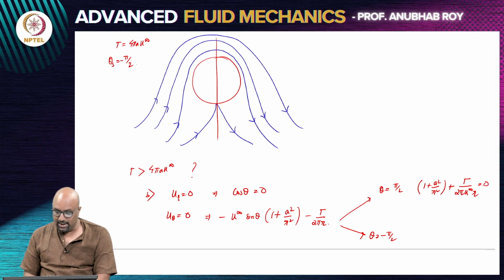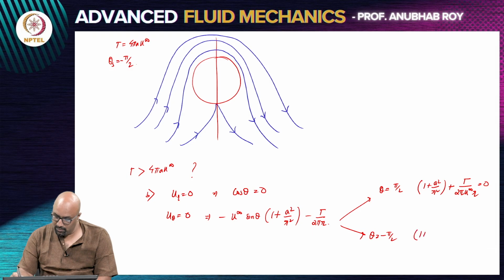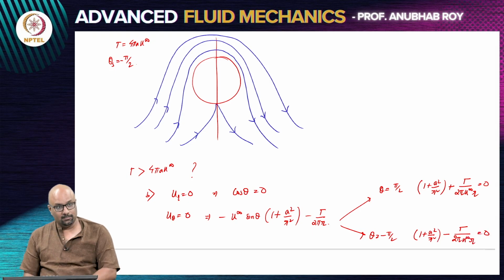If I choose theta equals minus pi by 2, then I am basically going to get 1 plus a square by r square minus gamma by 2 pi u infinity r is equal to 0. Is that okay?